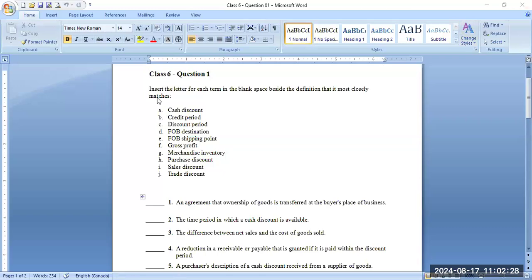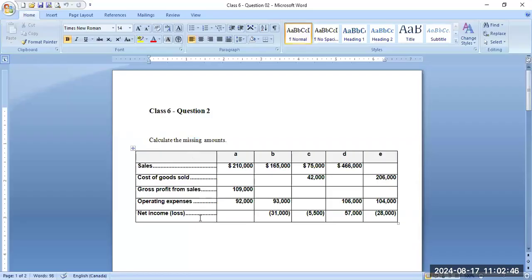The second question, let's see where the journal entries are. So the second question is also an interesting question. I'll tell you why it's interesting, because it deals with a simple calculation of net income, net loss, by having sales, cost of goods sold, gross profit, operating expenses, net income or loss. So here, obviously, you have to fill the gaps with the missing numbers, but I don't think you're going to have a problem. The logic here is, let's see this one, for example.